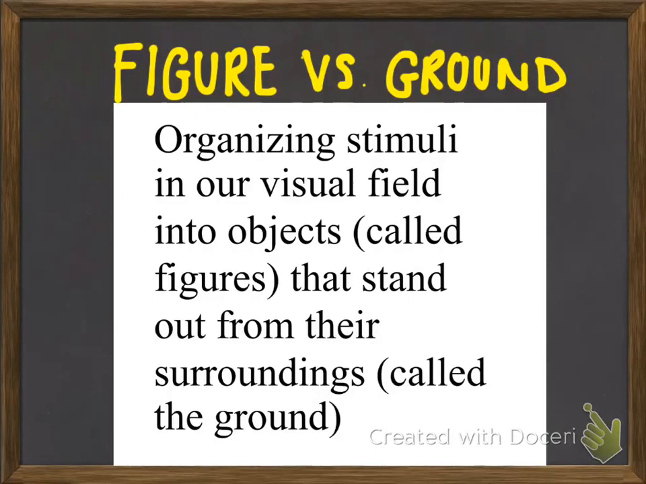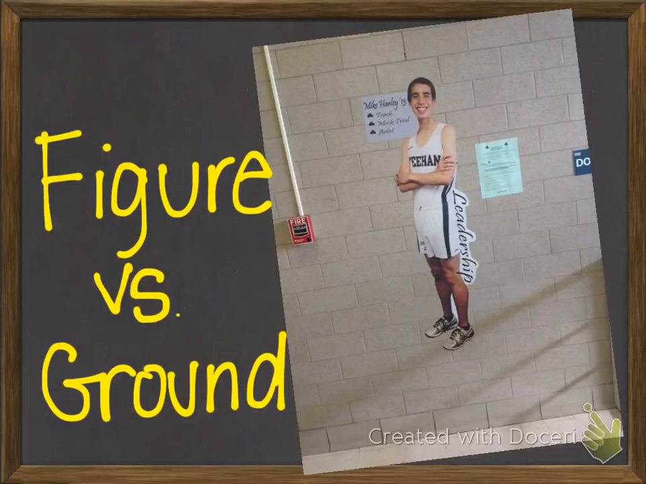Figure versus ground is when we organize stimuli in our visual field into objects, called figures, that stand out from their surroundings, called the ground. This picture shows figure versus ground because we perceive the poster of Mike as being the figure, or what we focus on, while the wall behind him becomes the background, which we don't give as much of our attention to.